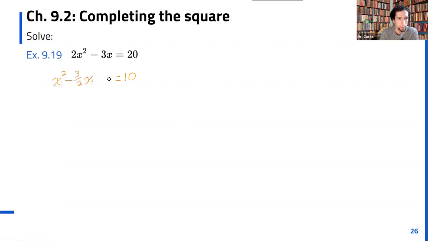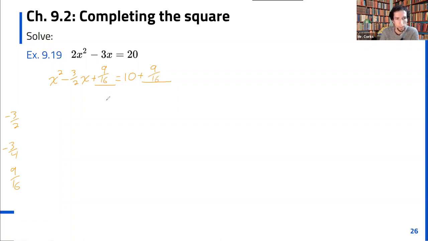So let's do that. What would our term be? What are we adding here? 9 over 16. 3 over 2 divided by 2 is 3 over 4. Square that gives us 9 over 16. Sorry, that's negative and that's negative, but then they become positive there. So 9 over 16 on the left, and 10 plus 9 over 16 on the right.